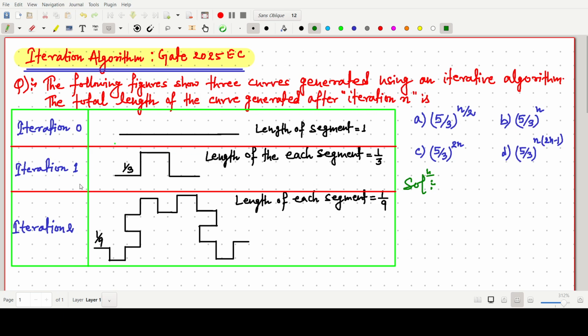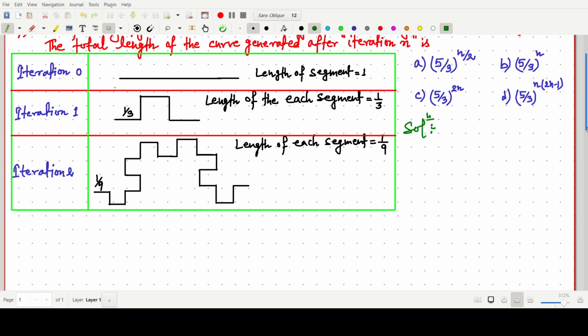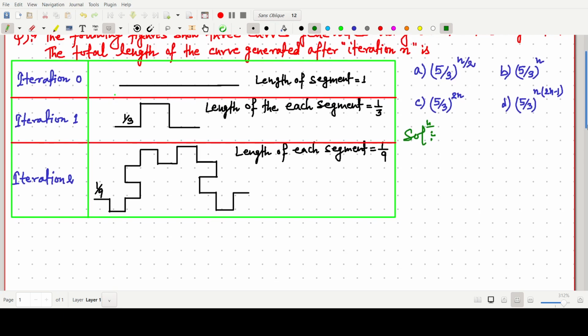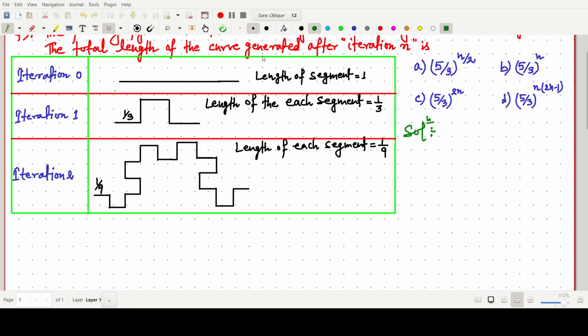Here three iterations are there: iteration 0, iteration 1, iteration 2. For iteration 0, the length of the segment is 1. For iteration 1, the length of each segment is 1 by 3. For iteration 2, the length of each segment is 1 by 9. So first of all, we have to think about the iterations, three iterations are there, and we have to find out the total length of the curve generated after iteration n.